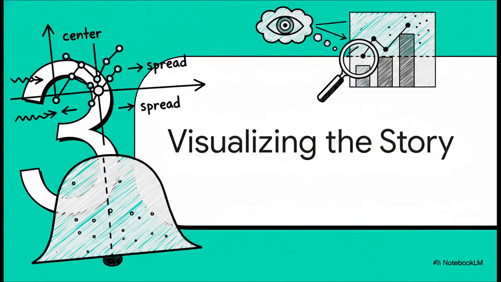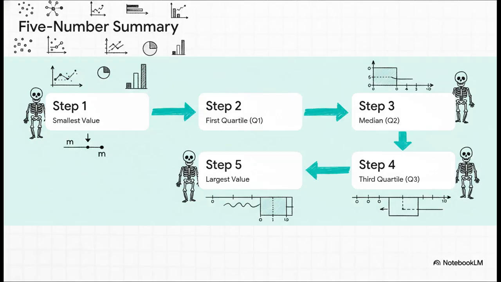Okay, so we've got tools to find the center, and we've got a tool to measure the spread. Now it's time for the grand finale. How can we put all of this together? How can we see the center, the spread, and the entire shape of our data all at once in one single powerful picture? Well, the answer starts with something called the 5-number summary.